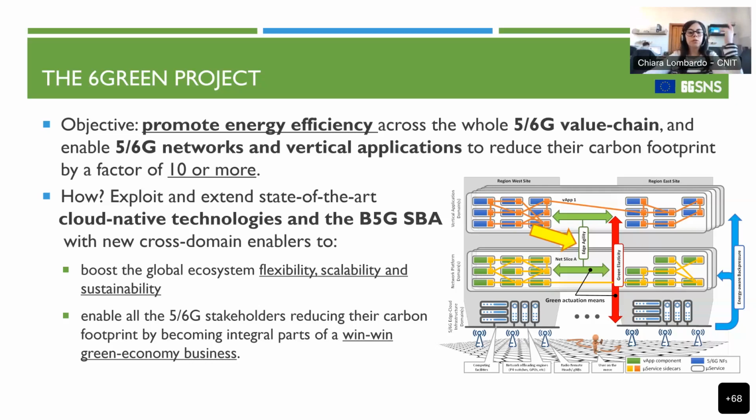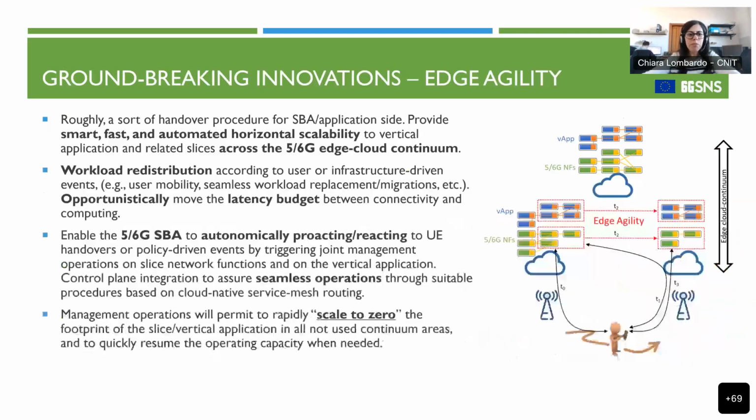What we consider when we talk about the enablers are three main groundbreaking innovations that we want to introduce in the project. The first one, which you can see already highlighted with a yellow arrow, is edge agility. Then we have green elasticity and energy-aware back pressure. This is what I'm going to elaborate on in the next slides.